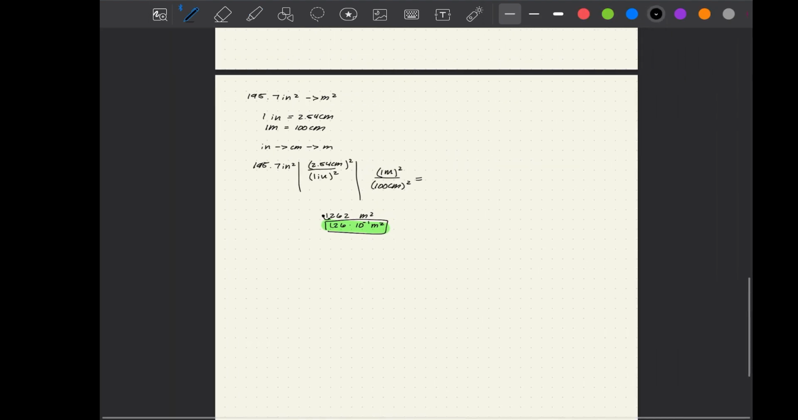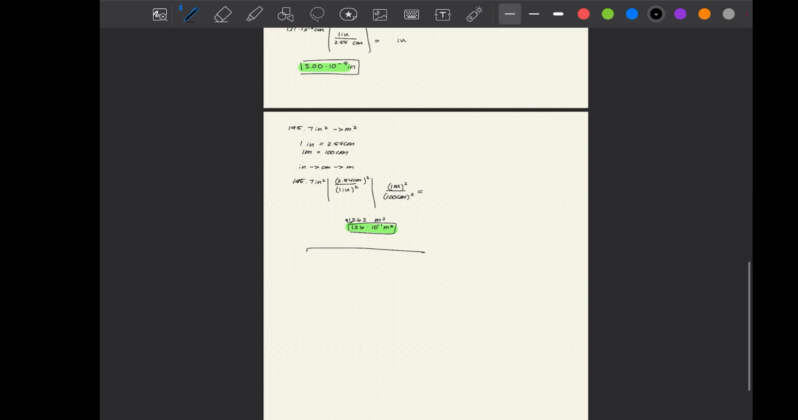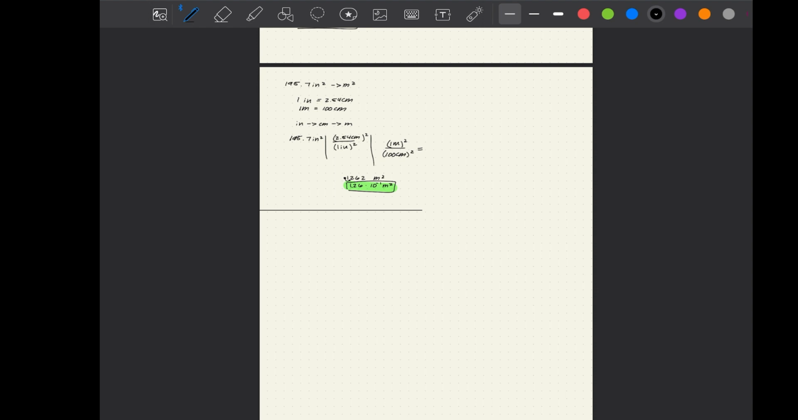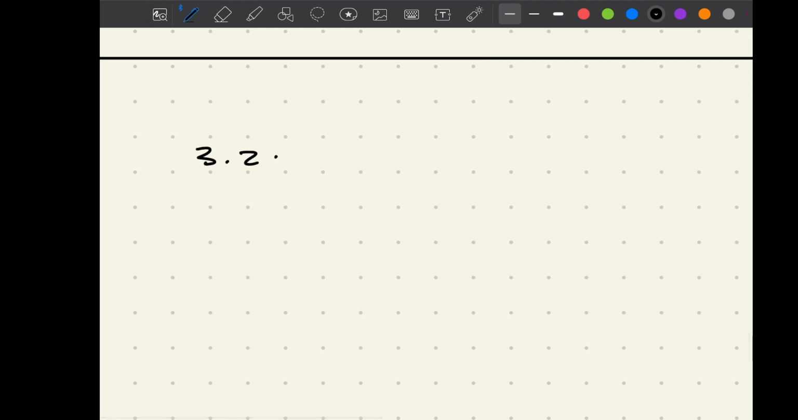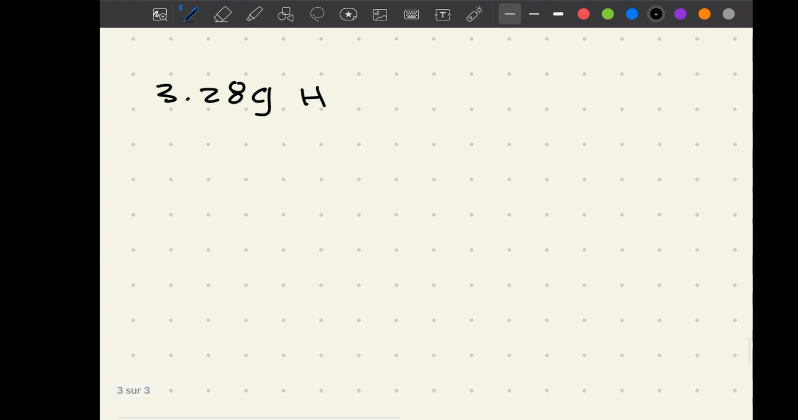Now, for another example, we will have two different examples, but they will cover the same thing, just looking at it from two different perspectives. For one, we will be given mass, and we will be asked to convert it into volume, and then for the second example, we will be given volume, and we will have to convert into mass. So what am I talking about? So here we have 3.28 grams of hydrogen, and we want to convert the amount of grams into liters of hydrogen.